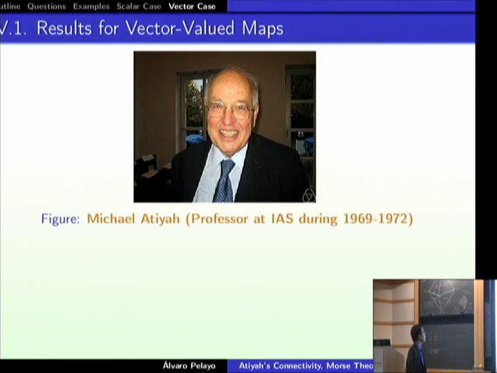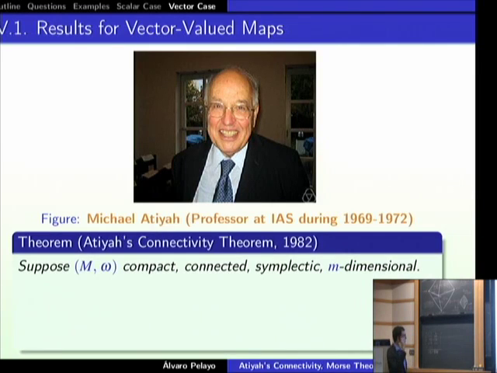Okay. So far I focused on the case where n is 1, so it's the case of a Morse function. And now let me go to the last part of the talk, which is what happens if your function doesn't take real values, but takes values in R2, R3, or so on. And here is a picture of Atiyah, who, as we said, was on the faculty here. So let me state Atiyah's connectivity theorem, which was proven in the early 80s.